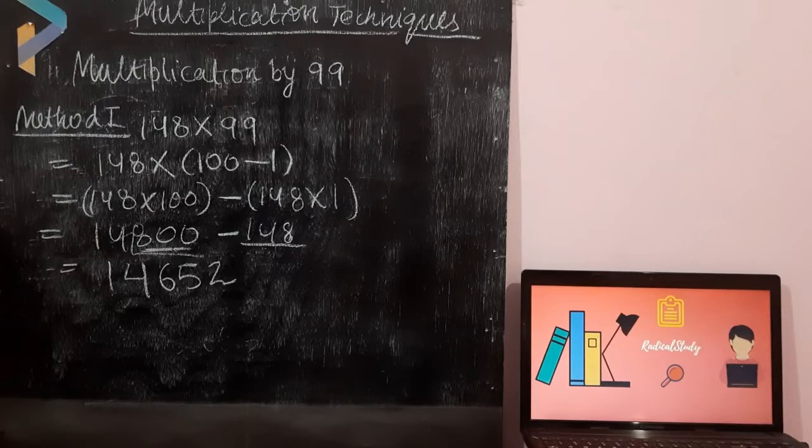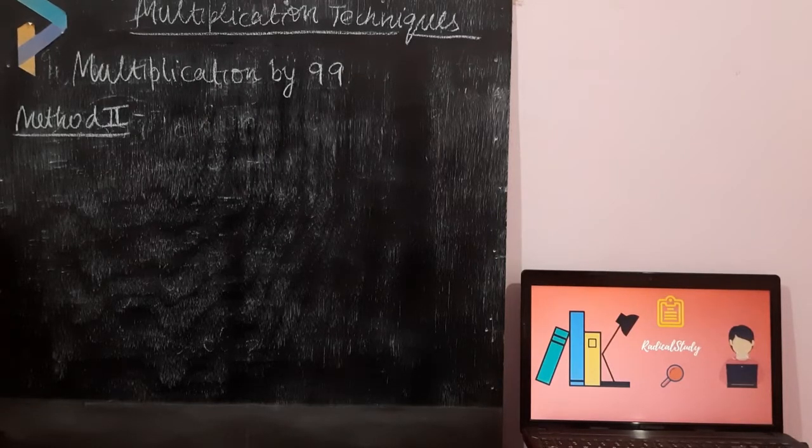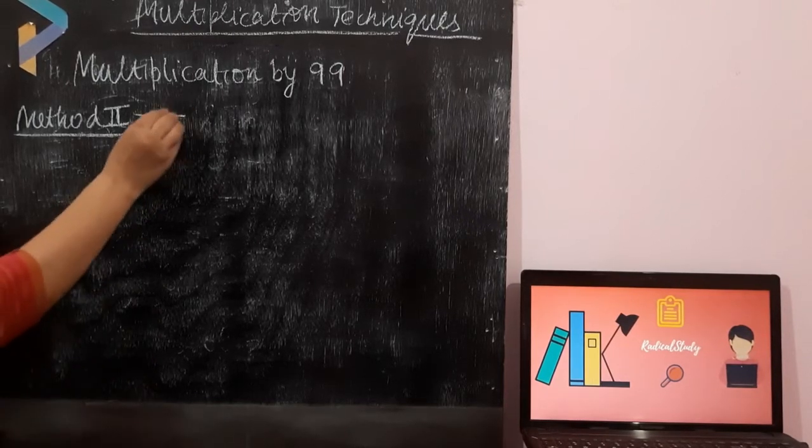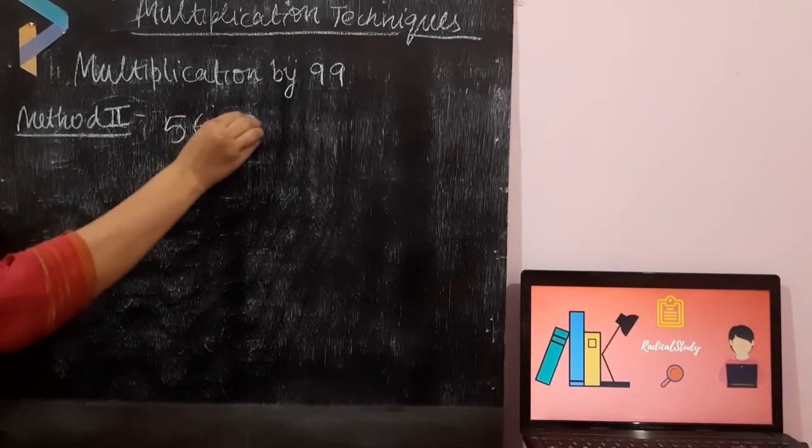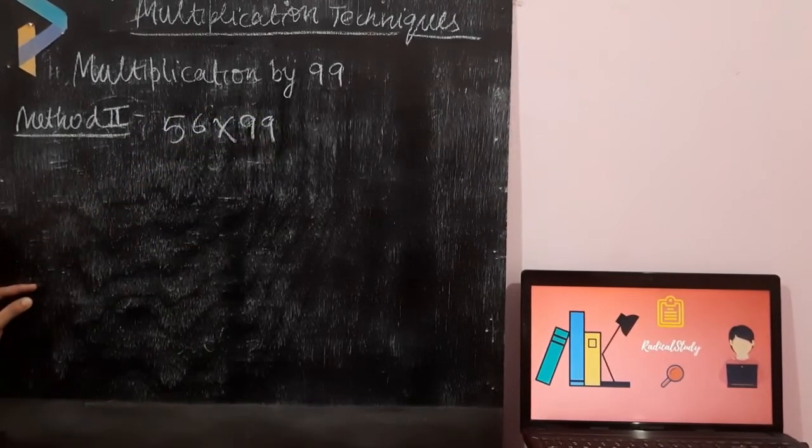Okay students, so this is how the first method goes on. Now I am going to explain the second method, which is more convenient and easier. I find the second method easier, but which method you find easy is up to you. You have to use that method. So please pay attention. Method 2, to multiply any number by 99. We will take the same example, 56 multiplied by 99.